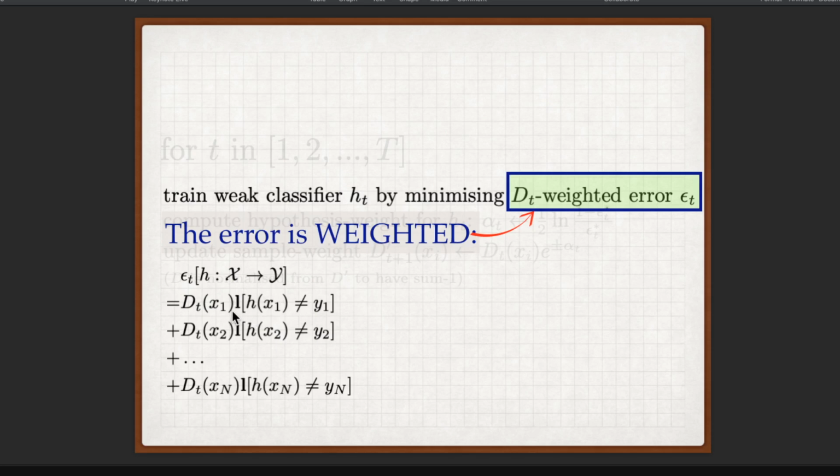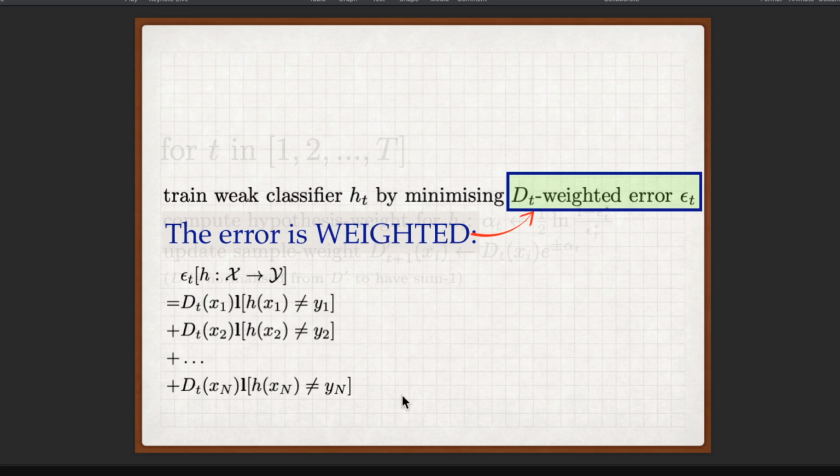Previously, all the samples are equal. But in the boosting algorithm, some samples are more equal than the others. Well, this is just a metaphor. Some samples are weighted more than the others. And how they are weighted, we will see later in the algorithm.